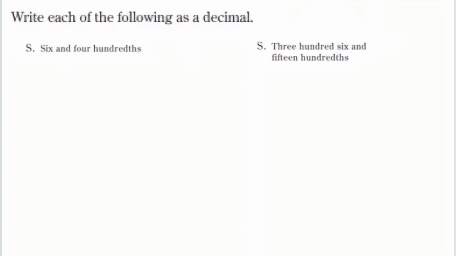Here are some examples to solve. Write each of the following as a decimal. 6 and 4 hundredths is 6.04. 306 and 15 hundredths is 306.15.